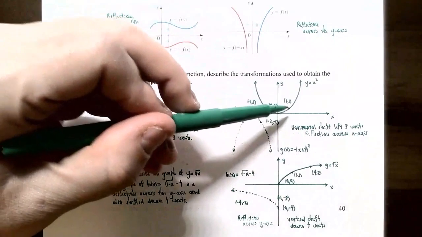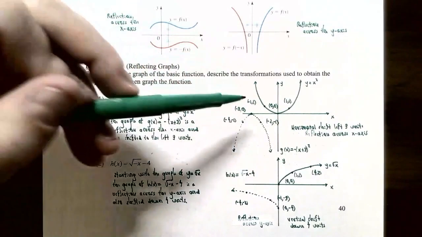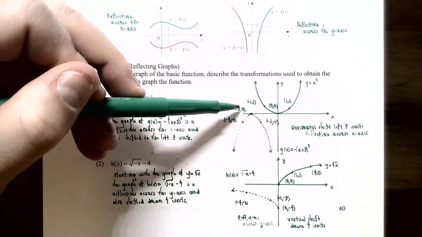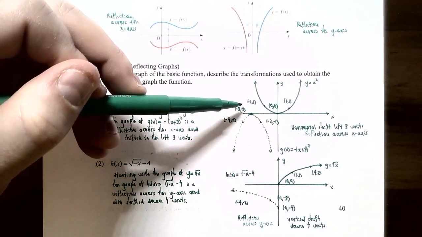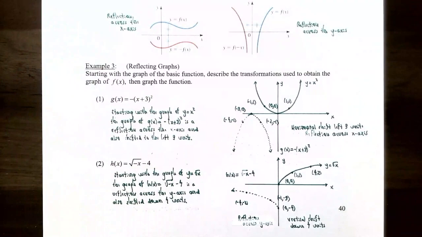So that point (1, 1) is now at (-2, -1) on the graph of g of x. And now (-1, 1), let's shift the graph to the left 3 units. That would be at (-4, 1). And now reflected across the x-axis, that point will be at (-4, -1) now.